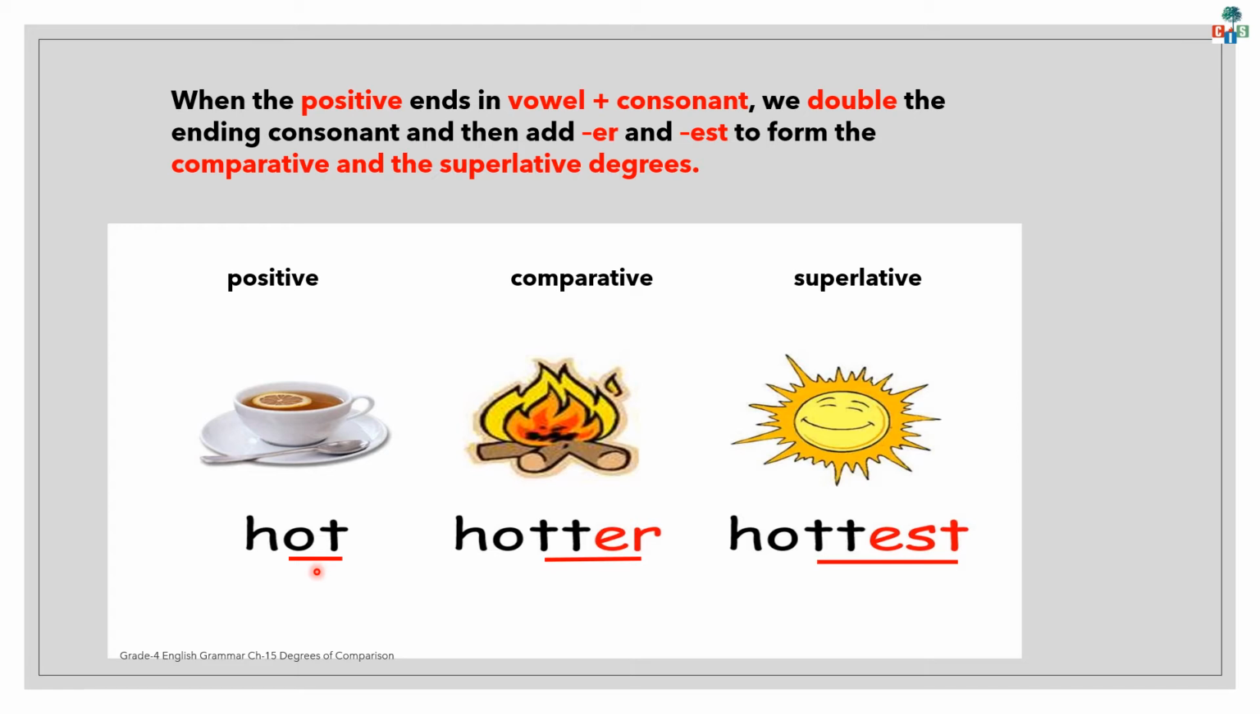So whenever the positive ends in vowel plus consonant, when we want to change it into comparative degree, we double the last letter and after that we add ER to form the comparative degree. Hot, hotter. And for the superlative degree, just double the ending consonant. Make it double T and then add EST to form the superlative degree. Hottest. Hot, hotter, hottest.